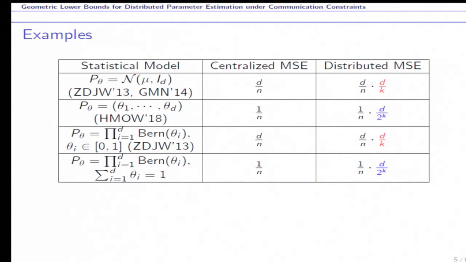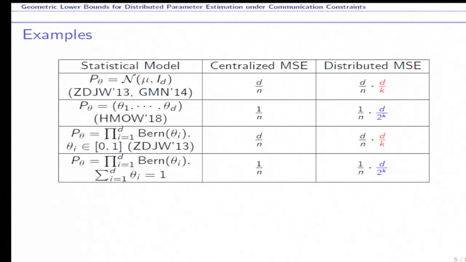Let me show you a very specific example. Suppose we consider a product Bernoulli model. In the first scenario, we assume that the mean of each coordinate lies between 0 and 1. And I tell you that the distributed MSE is up to a penalty d over k compared to the centralized case.